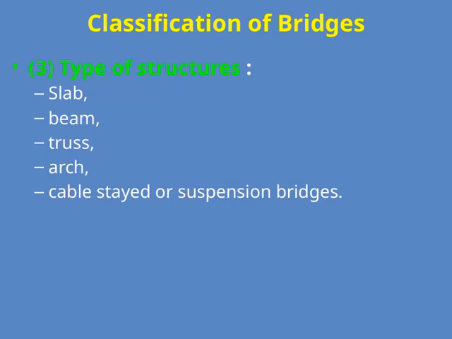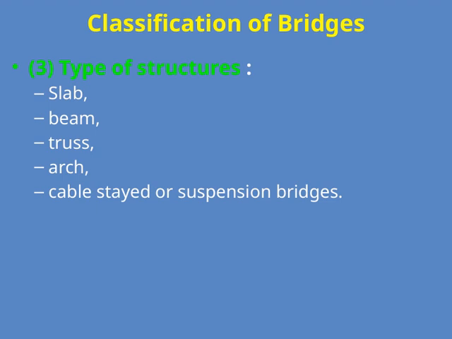Let's take a closer look at the classification of bridges based on their structural types. When we talk about the types of structures, we generally categorize bridges into several key groups. First, we have slab bridges, which are essentially flat, simple structures that support loads across spans with a continuous flat surface. Then there are beam bridges, which use horizontal beams supported at each end, making them straightforward and efficient for shorter spans.